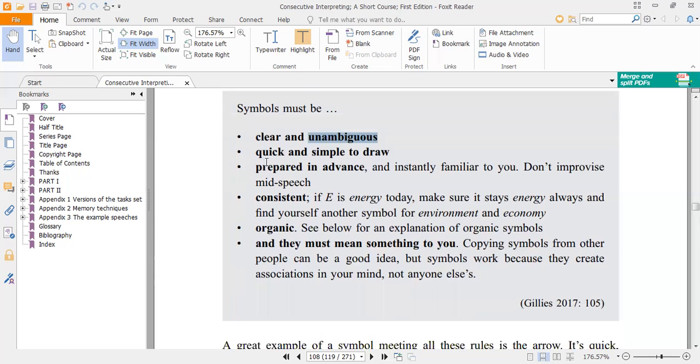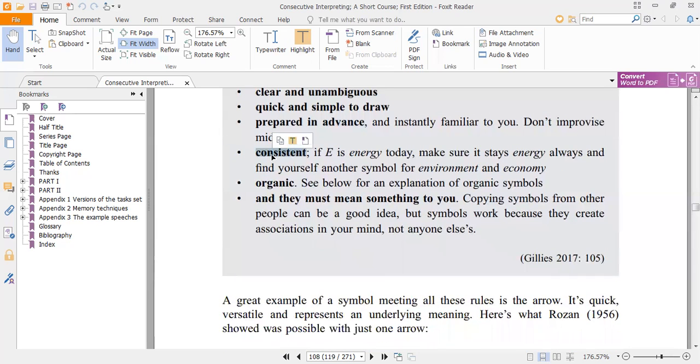You should prepare the symbols in advance. For certain words, you can draw them. You should make your own symbol or your own system of symbols. Then you can use and apply it during the interpretation session.